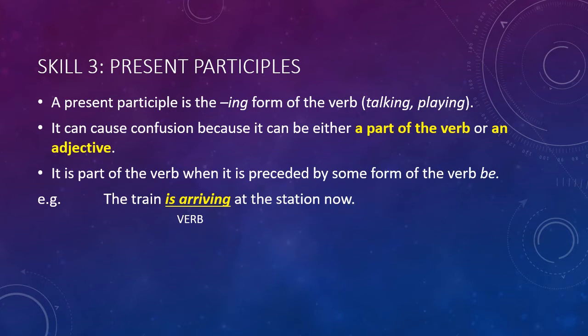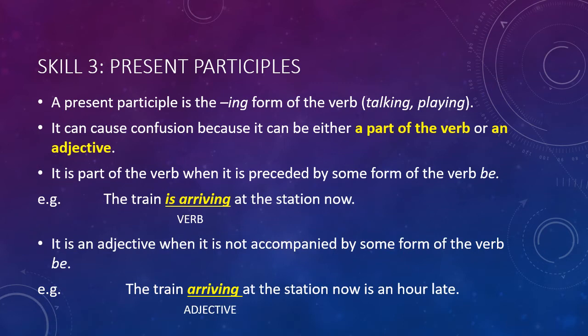It is a part of the verb when it is preceded by some form of the verb be. For example, the train is arriving at the station now. So is arriving is the verb of the sentence, and arriving is part of the verb is arriving. Okay, so in this sentence, is arriving functions as the verb of the sentence.